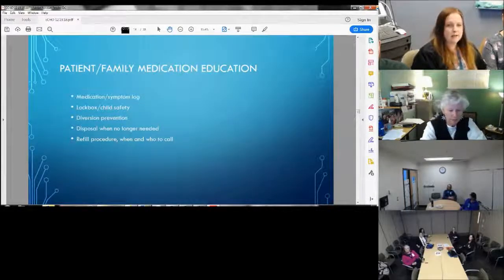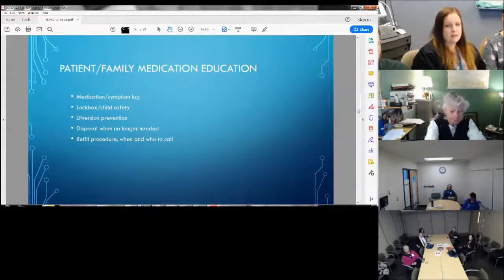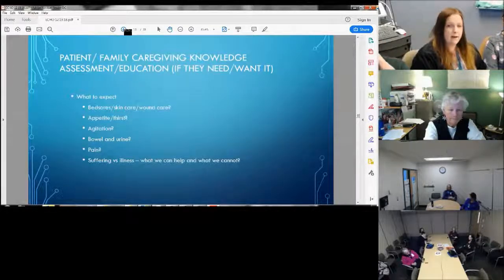And then talking to them about proper disposal when no longer needed, and then refill procedure, when and who to call. So this is huge, and also in this piece, making sure that they realize that when they need a refill on the medication, they can't call these villages or their village health aide the day before. This is usually going to take a minimum of a week. So they really have to be proactive on the amount of medication.